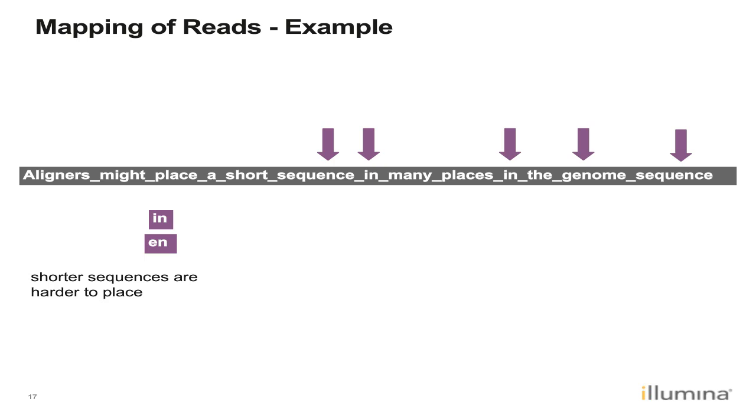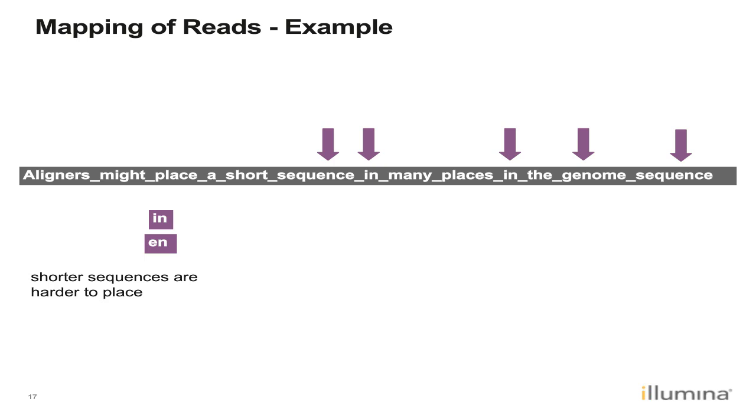Okay, so here we have an example, and again, this is a very simple example of alignment. I have our reference genome here in gray, and aligners might place a short sequence in many places in the genome sequence. Okay, now let's say we have short reads of short read lengths. We have these sequences "in" and "en". Now, these are shorter sequences, and these can be aligned in these locations, but they can also align in these locations. So how can we make the accuracy of alignment a little bit better?